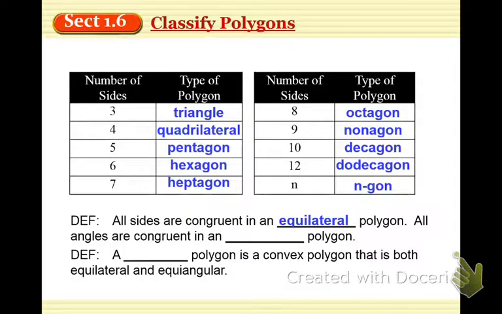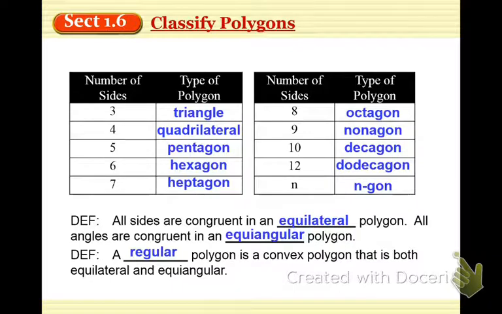All sides being congruent is equilateral. Equi means equal, lateral means side. Equilateral, an equal-sided polygon is an equilateral polygon. All angles being congruent is equiangular. And then a regular polygon is a convex polygon that is both equilateral and equiangular. It's convex, and it's equilateral and equiangular. Regular is a term we will use a lot in here. So make sure you know what a regular polygon is, and here's a picture of a regular polygon.